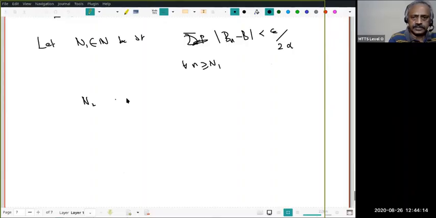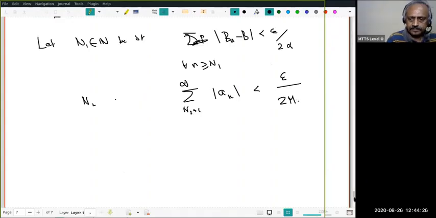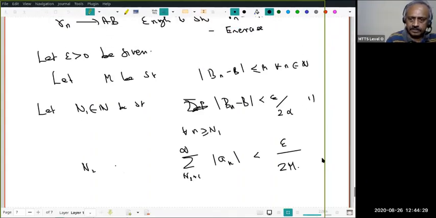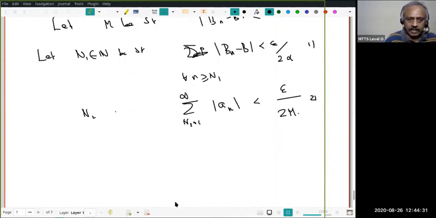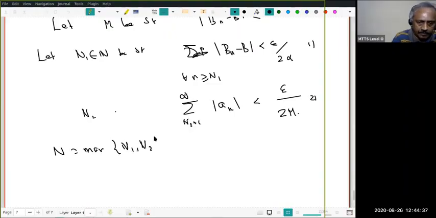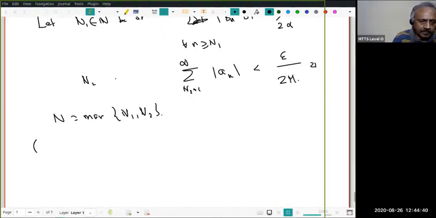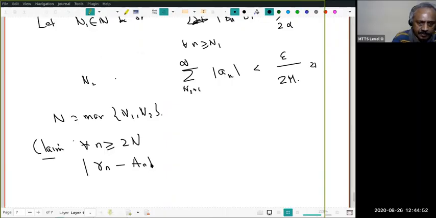And let n2 be such that, what do I want? Summation from n2 plus 1 to infinity of mod a_k should be less than epsilon by 2 times M. Okay, how do I know all these things? Just because we worked our way through. And let N equal to the maximum of n1 and n2. Okay, now we claim, what do we claim? For all n greater than or equal to 2N, modulus of gamma n minus A_n B is less than epsilon.